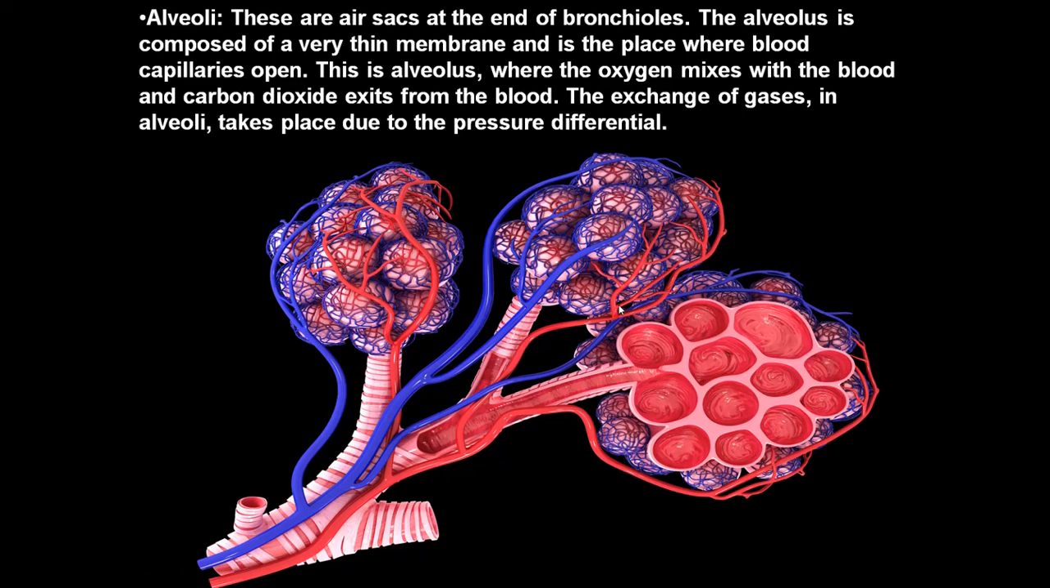This is the alveolus, where oxygen mixes with the blood and carbon dioxide exits from the blood, as you saw in the previous slide on the exchange of gases. Oxygen is given to the blood and carbon dioxide is taken. That important function occurs here in the alveoli. Notice the network of capillaries around the alveolus. The exchange of gases in the alveoli takes place due to the pressure differential.